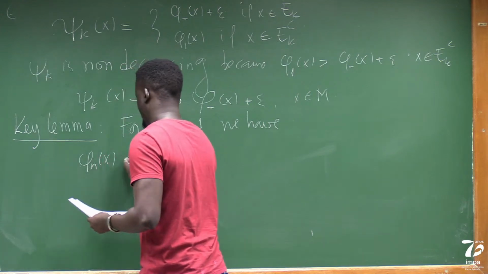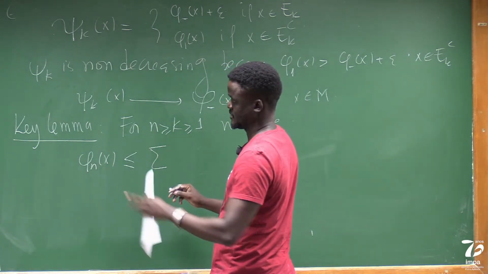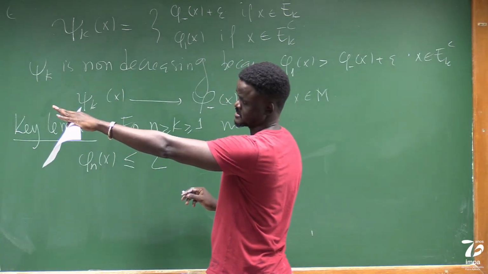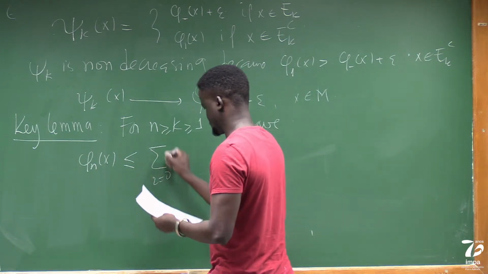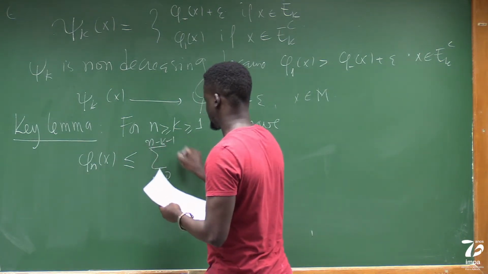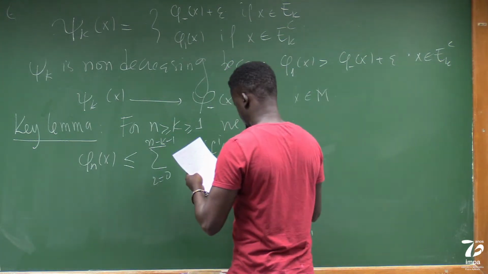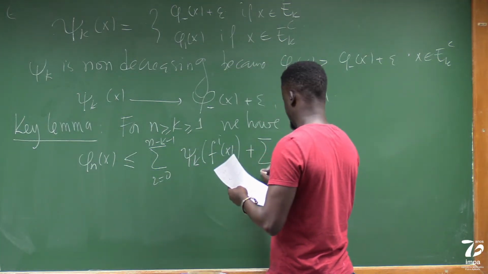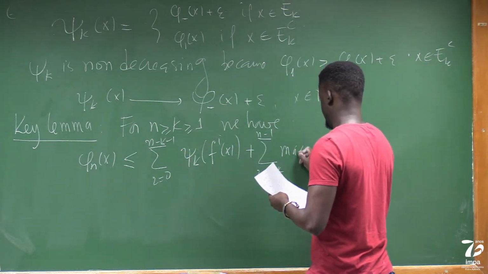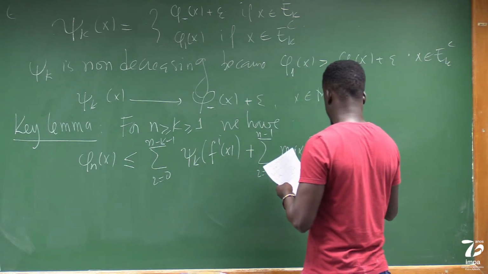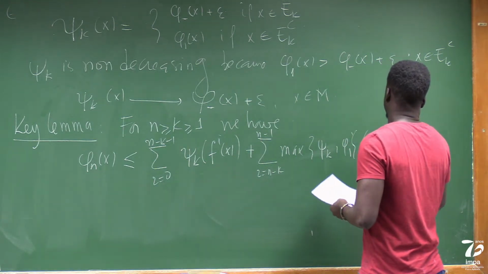phi n x. Already, if you see this inequality, it is going toward proving what I just said, like L is less or equal to the limit of phi minus, the sum i equals 0 to n minus k minus 1 of c_k phi i x, plus the sum i equals n minus k to n minus 1 of the maximum between phi k, phi 1 applied to f^i x.